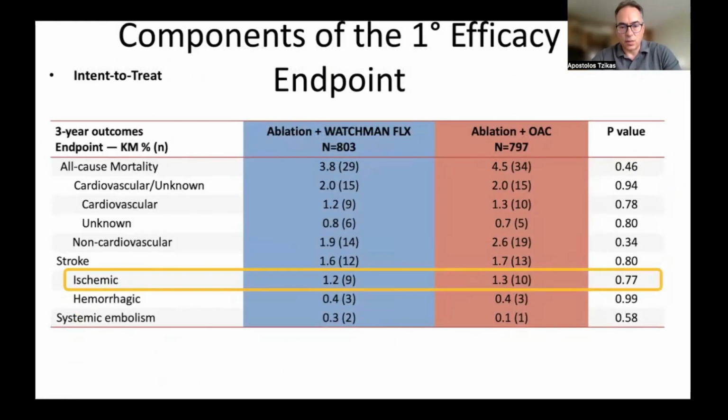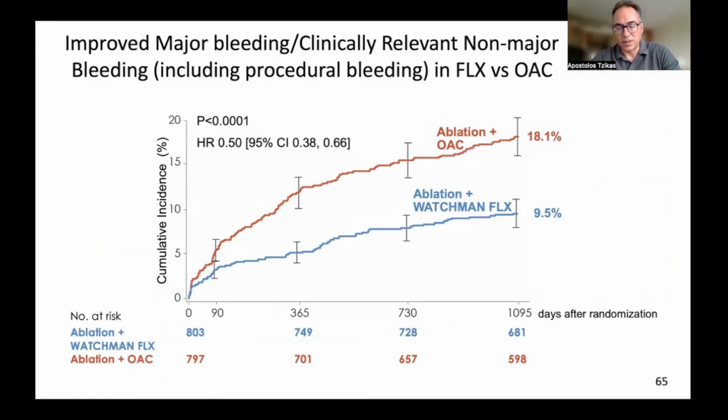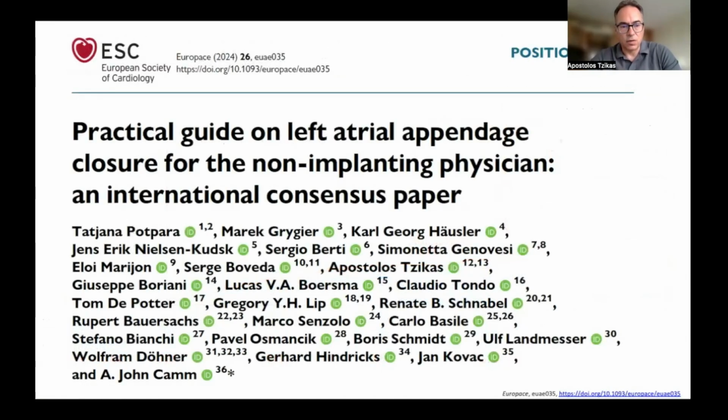And at the same time, we have a very strong stroke reduction for both groups, 1.2% in 3 years. This is a very strong message, meaning 0.4 per year. And the superiority endpoint was met with respect to bleeding. So the patients who underwent the procedure and had a Watchman device didn't have bleeding at follow-up or had much less bleeding, even if you included the peri-procedural bleedings. So this was a very important message, and I will finish with this practical guide on LA closure.